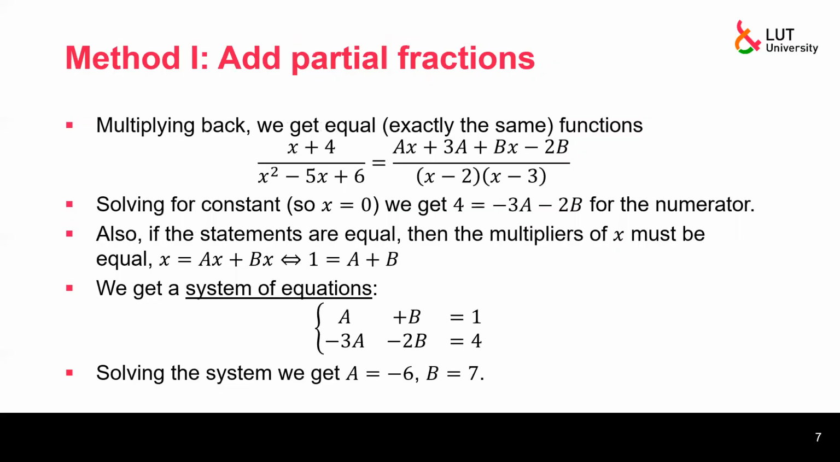Method 1. We're going to multiply back. So what happens here is we have multiplied these A's and B's with the opposite denominator, so we're getting back to the original denominator. So A was multiplied by x minus 3, well, x plus 3 here. Wait a moment.